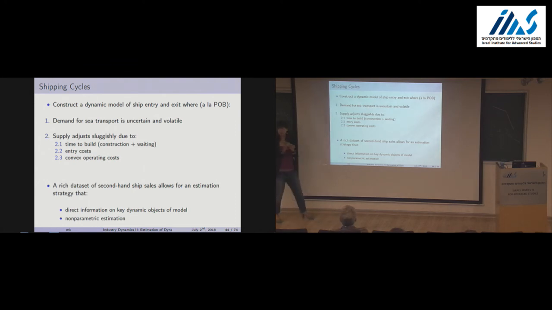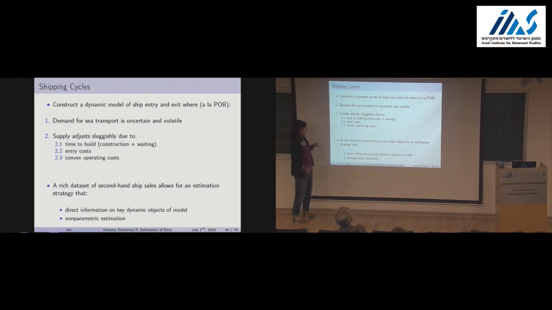And time to build is not just the actual construction, which is about 2 years, but it's also cyclical. So when people invest, they all invest at the same time, and you end up having to wait even more than the standard construction time. There are entry costs, and then there are convex operating costs. So basically, ships cannot just do an infinite number of trips in a particular month.